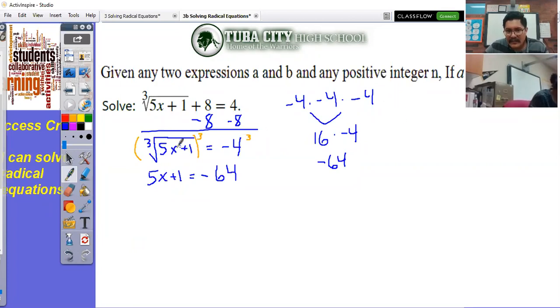Okay, now we got rid of this cube root. So we continue working on getting that x by itself. So minus 1 from both sides, 5x equals, and negative 65. Now, what number can I multiply by 5 to get negative 65?